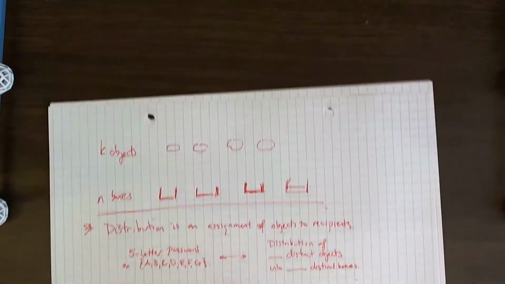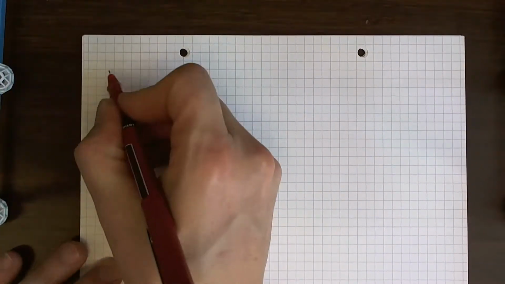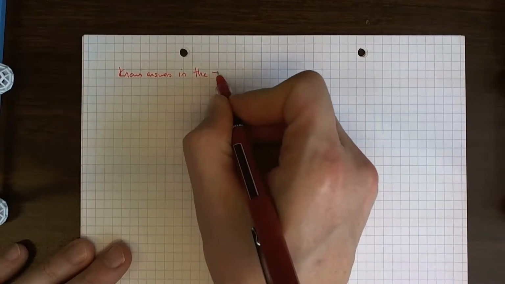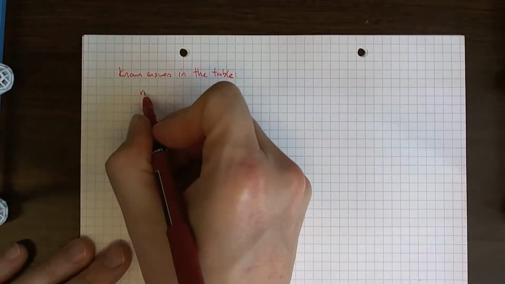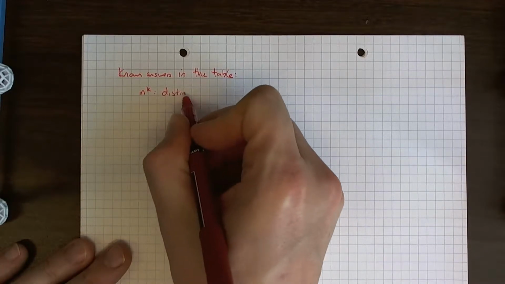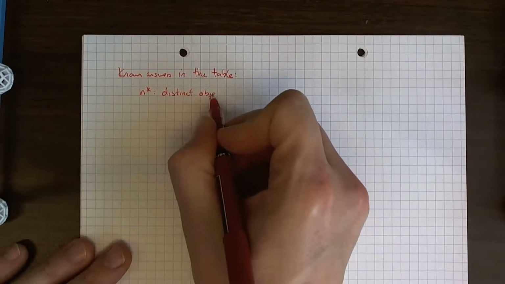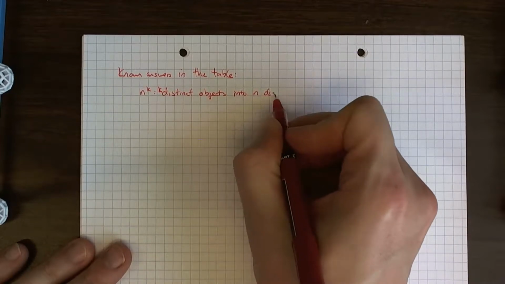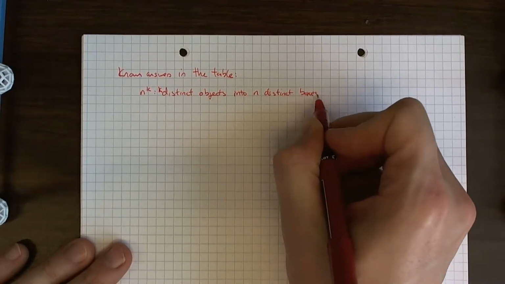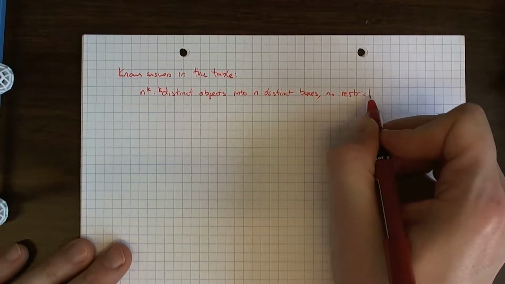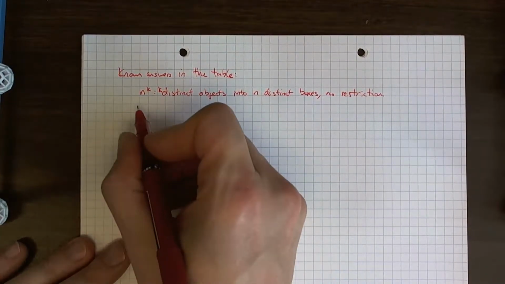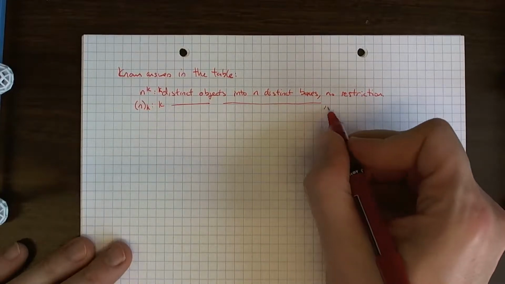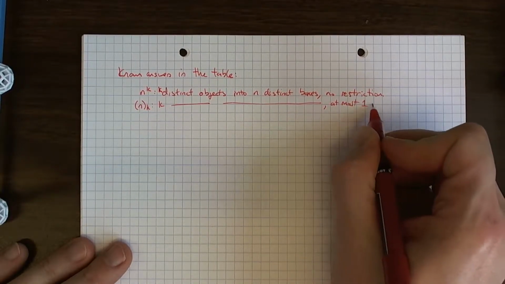All right, let me write those down. Known answers in the table: n to the k represents k distinct objects into n distinct boxes with no restriction, whereas n falling factorial k is k distinct objects into n distinct boxes, where at most 1 per box.